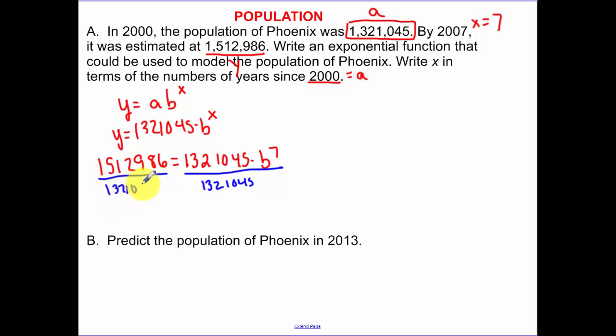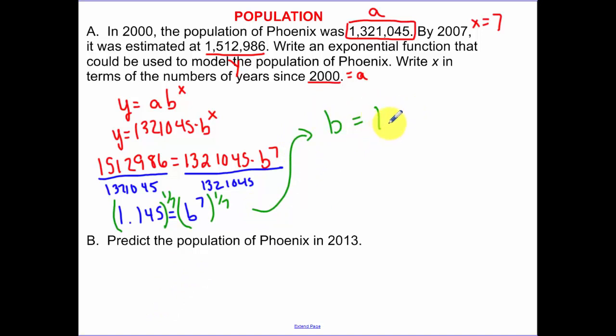I pulled out my calculator when I was doing this earlier. So we get, rounding to 3 decimal places, 1.145 equals b to the 7th. Now this is when I'm using the stuff from the last chapter. I take both sides to the 1/7 power, or I take the 7th root. So therefore, we get b to be 1.02.